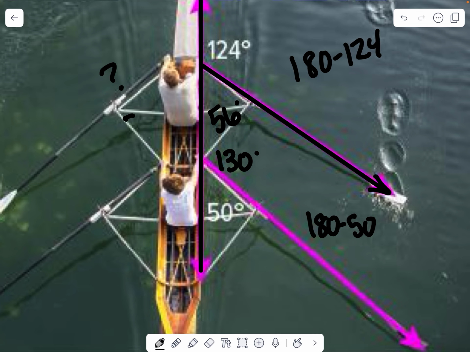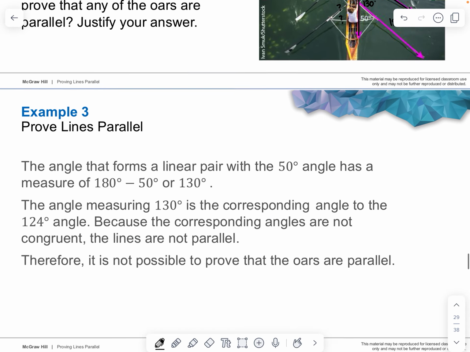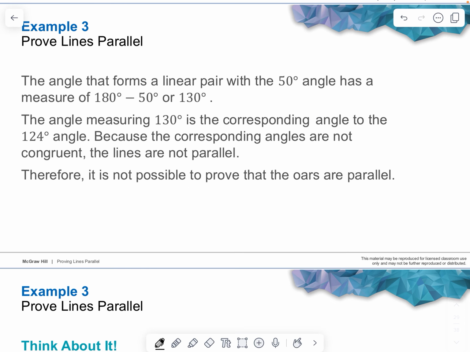And on this side, we have no clue. They didn't give us any information. It's not possible to prove that the oars are parallel. All right.